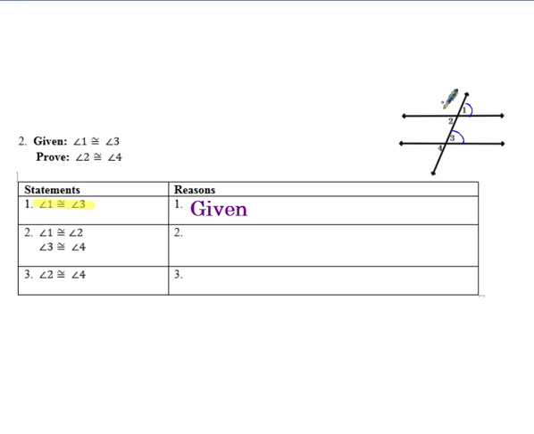So if I look at 1 and 2 and I look at 3 and 4, how am I able to say that those two things are congruent? Well, 1 and 2, what's the angle relationship there? The angle relationship is that they're vertical angles. And same with 3 and 4. So I would say vertical angle theorem, or you could say vertical angles are congruent.